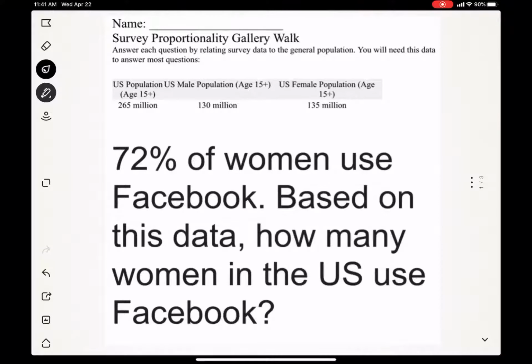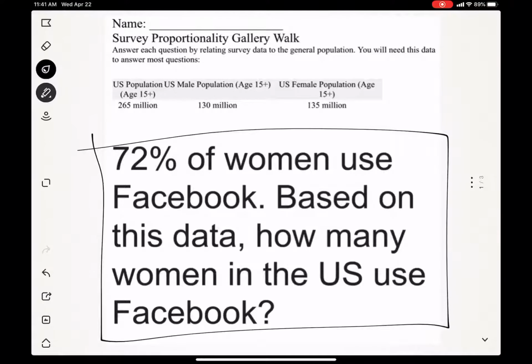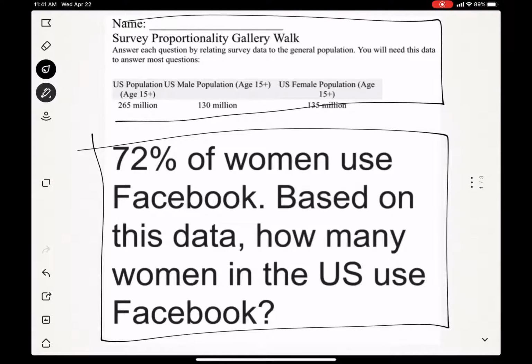This assignment is for my math models class. This week we're talking about surveys, proportions, and how they pertain to percentages, which is something we've already gone over. I've given you the assignment in two different files. One file has the gallery walk, which consists of questions that look like that. The other part is your answer sheet, which has all of this information.